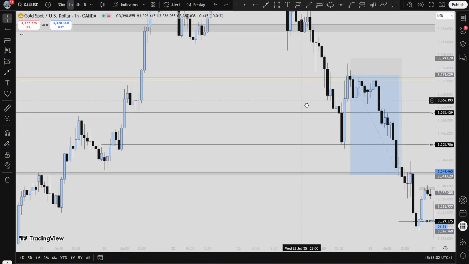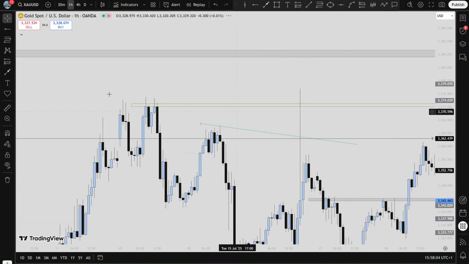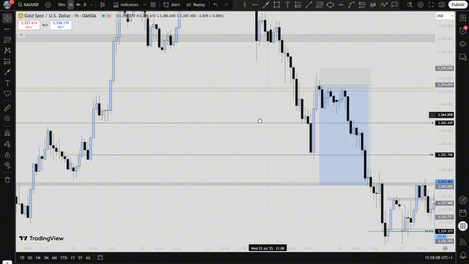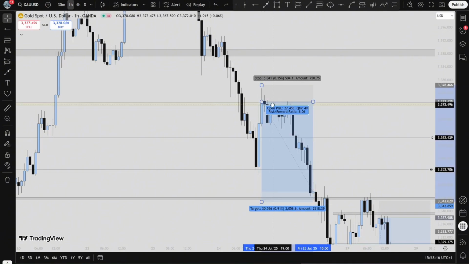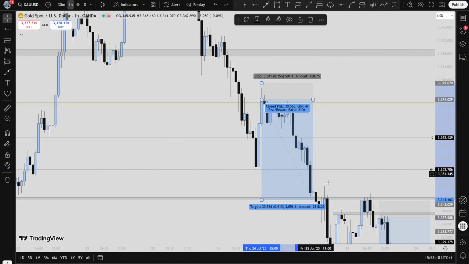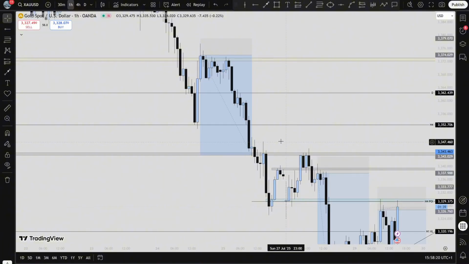As you can see from this level, we have a resistance zone here, extending to this current market condition. Price broke this resistance, pushed back to retest, and left us a candlestick wick rejection, which was our entry. This is where we entered our trade. Gold dropped all the way for 1 to 6 risk to reward.